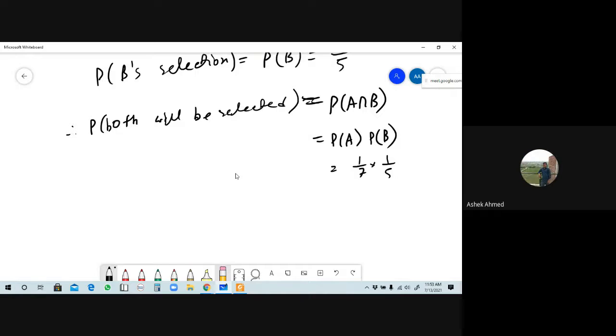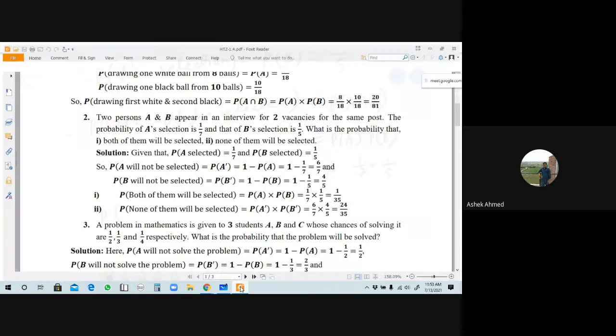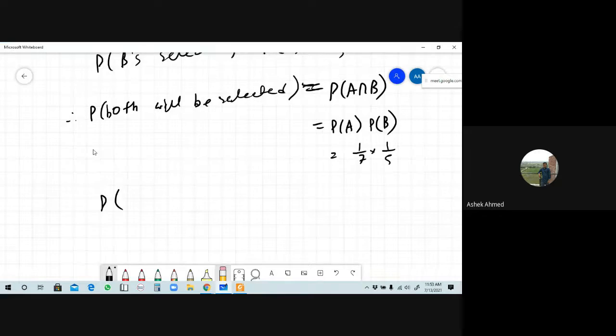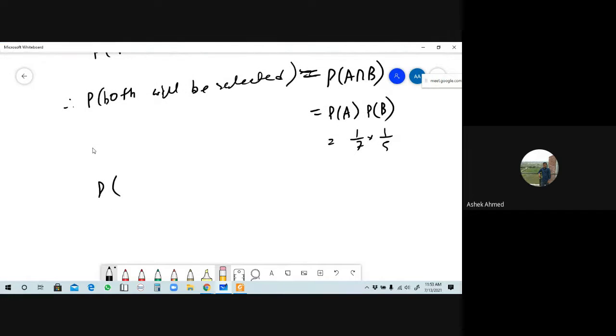The next problem is about the probability of, tell me, none of them will be selected. Before discussing none of them will be selected, I will discuss another problem. This is at least one person will be selected.